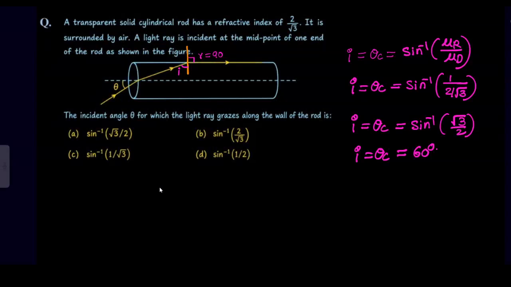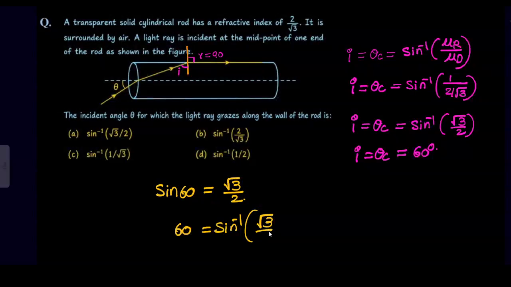Sine 60, what is the sine 60 value? Root 3 by 2, isn't it? Now take the sine to the other side. So 60 is equal to sine inverse of root 3 by 2. So this angle we got as 60.